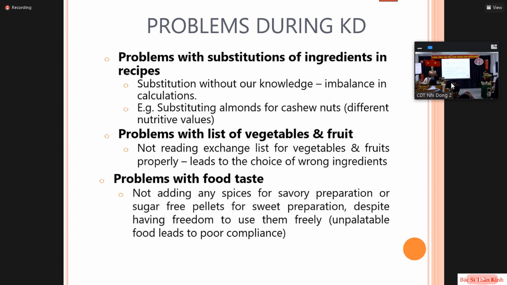Problems with food taste. Many caregivers don't add any spices for savory preparations or even the sweeteners. I mentioned we prescribe erythritol, monk fruit, and stevia for our patients. So if they don't use that, despite having the freedom to use them freely, that leads to the use of unpalatable food. The patients may reject it, and then that leads to poor compliance. Okay, so at the time of the follow-up, we have to ask them questions all the time as to how they prepare the meals, what spices they use, whether they use any sweetener, how they can make modifications. So this is all to maintain the patient compliance.